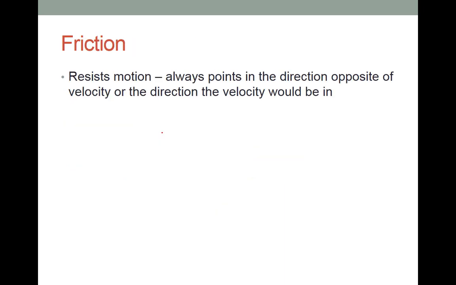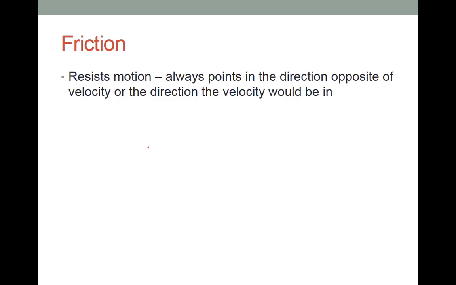And last slide for this unit, friction. Okay, friction is a force that resists motion. There are a lot of different types of friction. You can think about the friction between a block and the floor. That's a type of friction. You can think about air resistance. That's yet another type of friction. Regardless of the type of friction, friction always points in the direction opposite of the object's velocity, or the direction the velocity would be in.